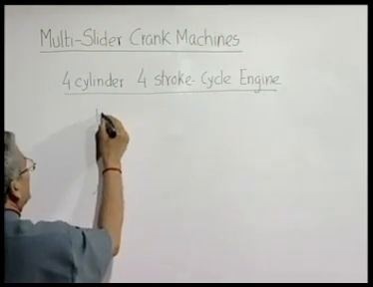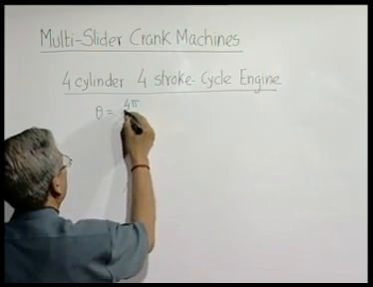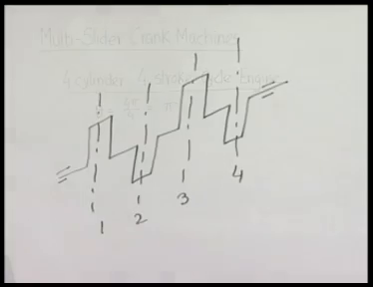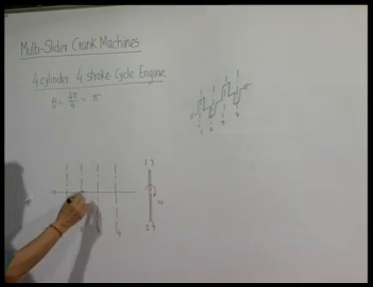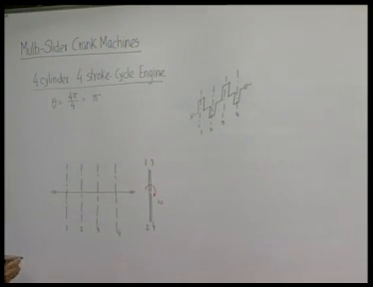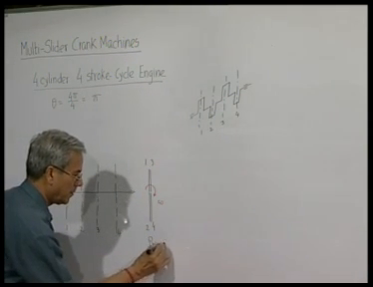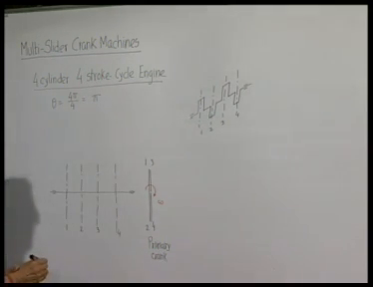Here the angle between consecutive firing cranks is 4 pi by 4, that is equal to pi. So, in case of a 4-cylinder 4-stroke cycle engine, the angle between the consecutive firing cranks will be 4 pi by 4, that is equal to pi, and say this is the system. Now, the primary crank diagram will look like this.